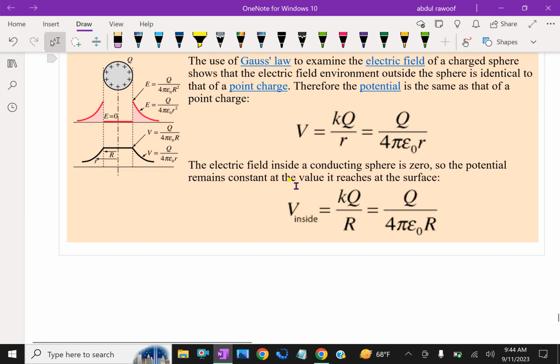Now, the electric field inside a conducting sphere is 0. So, the potential remains constant at the value it reached at the surface. That is V inside equal to Q over R, R is the radius of the sphere. That is Q over 4 pi epsilon 0 R. This is V inside.